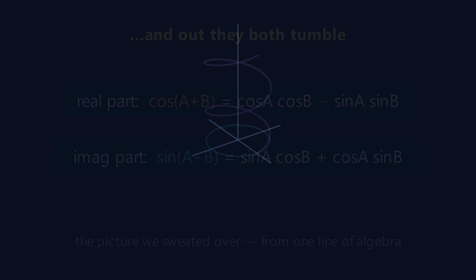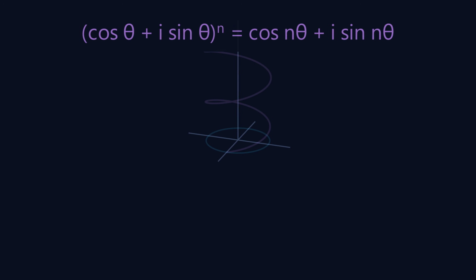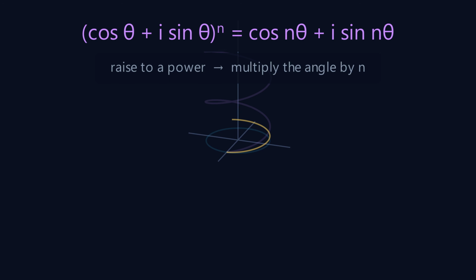Push it further. If e to the i theta is cosine plus i sine, then raising it to a whole power n simply multiplies the angle by n. That's de Moivre's theorem, cosine theta plus i sine theta, all raised to the n, equals cosine of n theta plus i sine of n theta.